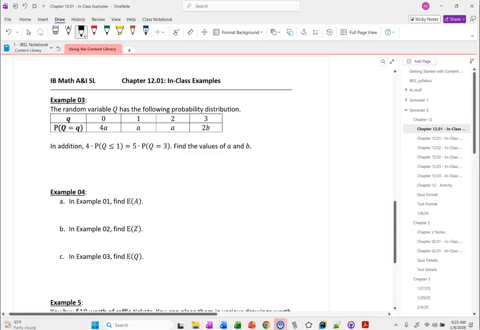The random variable Q has the following probability distribution. In addition, we're told that 4 times the probability that Q is less than or equal to 1 is equal to 5 times the probability that Q is equal to 3. Find the values for A and B. So again, what's the first key piece of information I'm given? Probability distribution. What's that allow me to do?